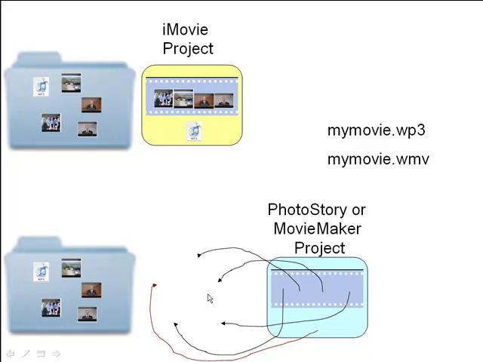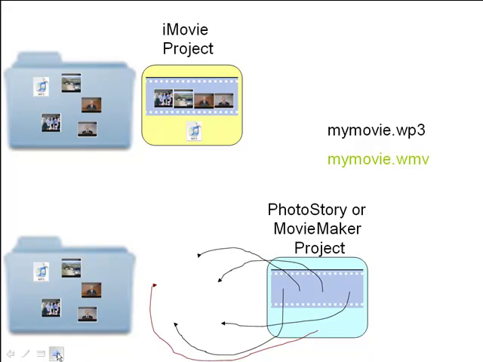Now when you go to YouTube to upload your video, make sure that you're uploading your video and not your project. Make sure that you're uploading the file that has the .wmv on it. Okay. Hopefully those things will help you out.